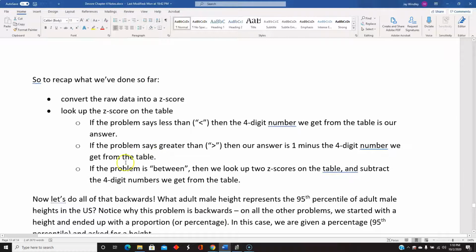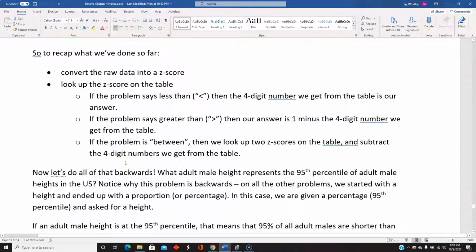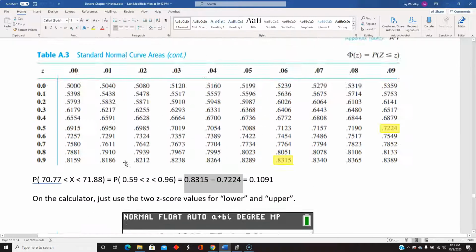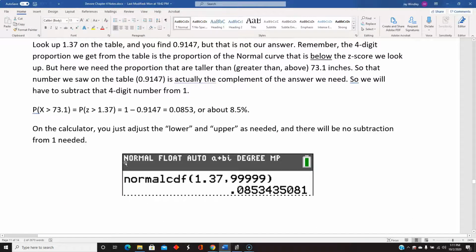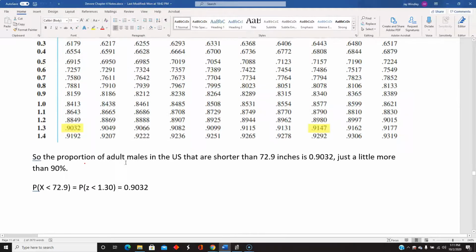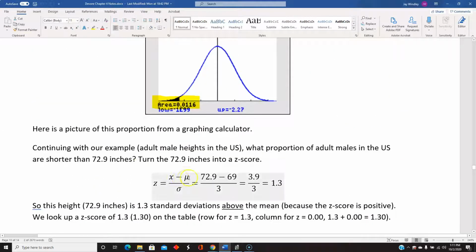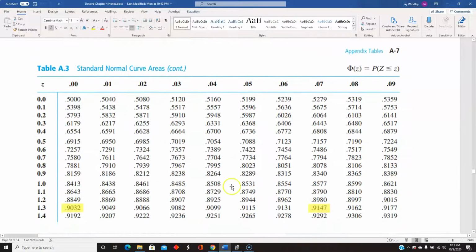Okay, so now what if we have to do all of that backwards? On all of these problems, let's go back to the first problem, we have taken a height as raw data, turned it into a z-score, and then looked at that z-score on the table, and then reported the proportion or the percentage from the table. What if we do all that backwards?